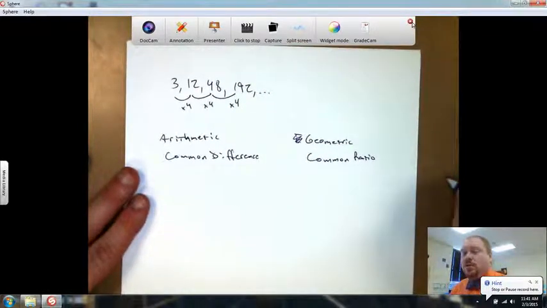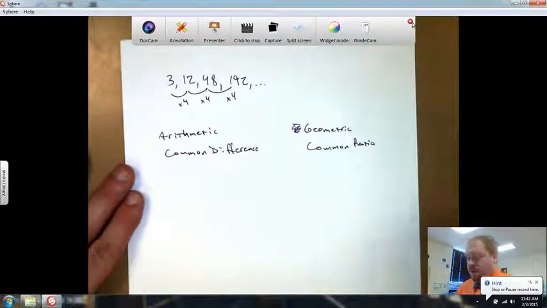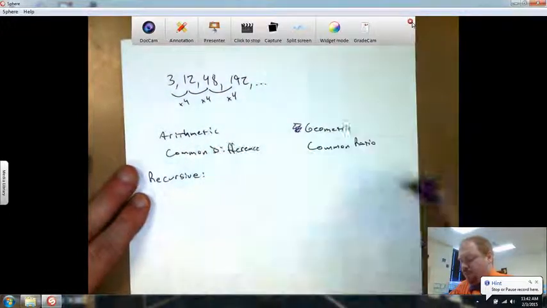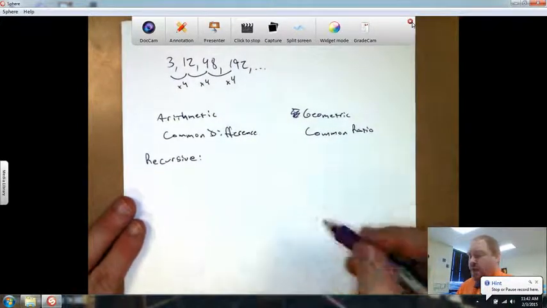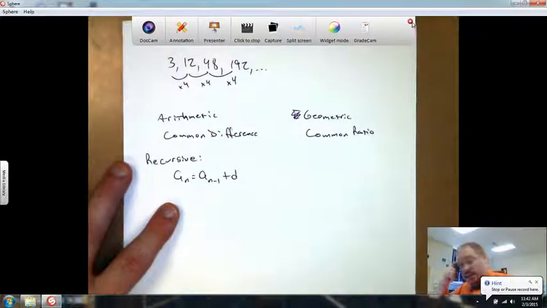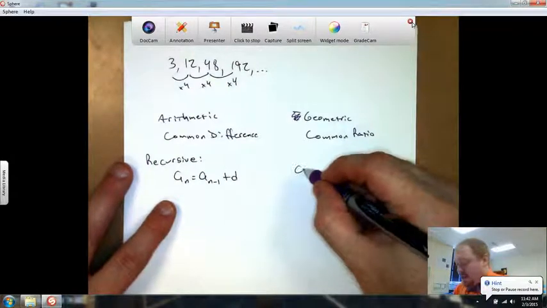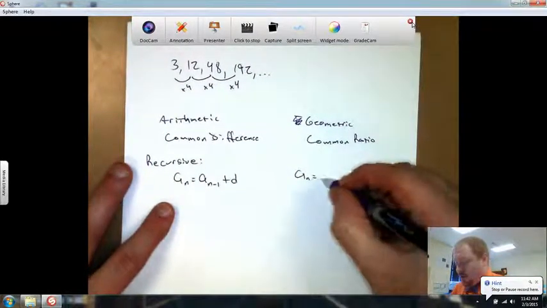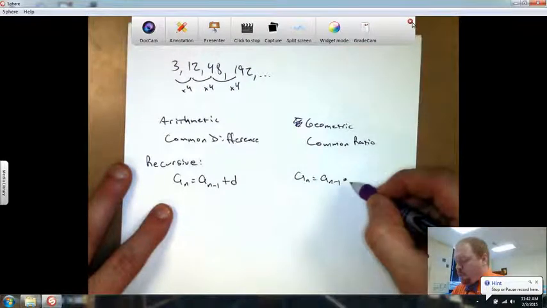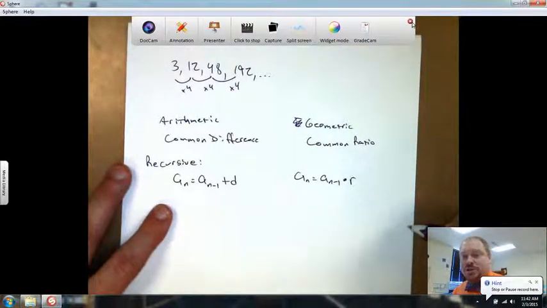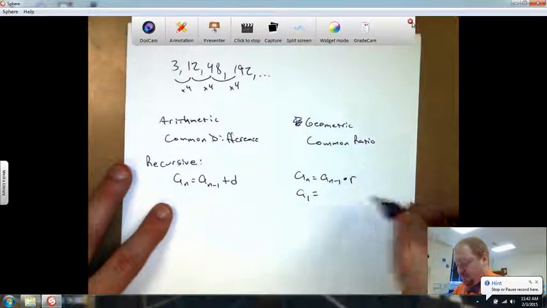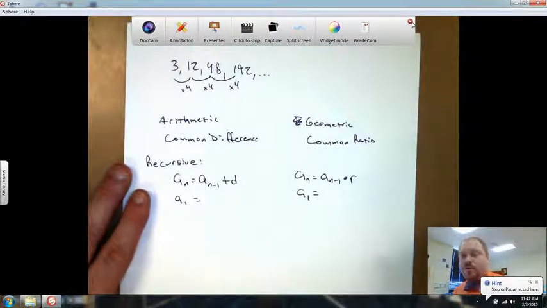Now, if I want to write a rule for this, I could find a recursive rule, and whereas arithmetic started off looking like this, essentially this is going to be very similar. It says to find the next number, take the one before it, but instead of adding, I'm going to multiply by that common ratio. And we still have to tell it what a sub 1 is. That part's the same no matter whether you're doing arithmetic or geometric.